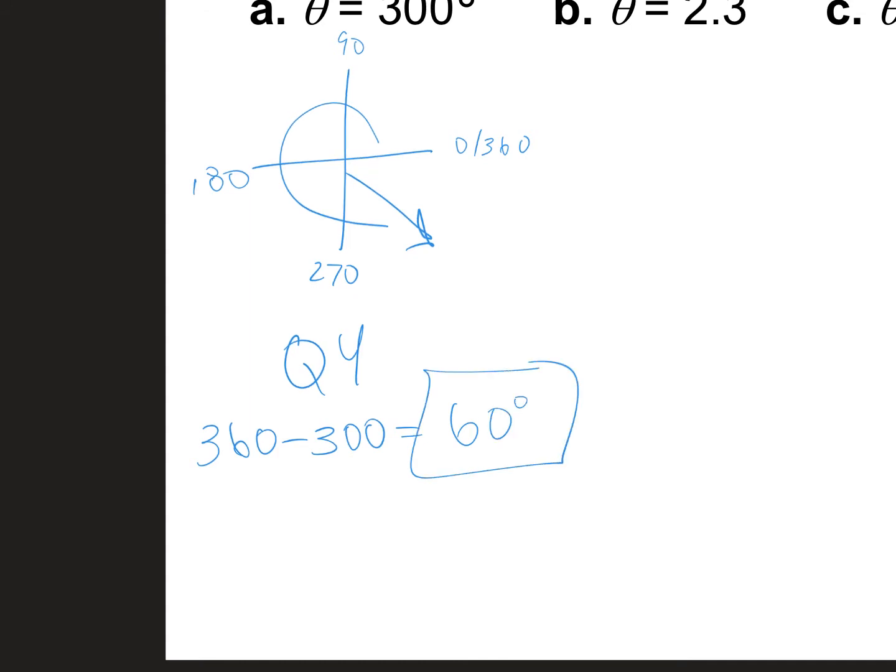Is that number positive? Yes. Is it acute? Yes. You're good. If you were confused and said, I'm going to say 300 minus 180, you will not get an acute answer. If you say 300 minus 270, you're going to get a small number. It's going to be acute, but is 270 on the x-axis? No, you have to remember you're dealing with the x-axis. So 180, 360, and your answer should be acute and positive.